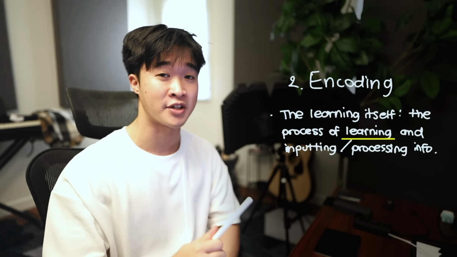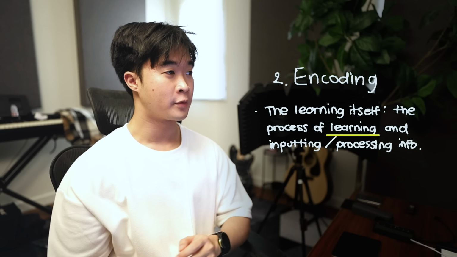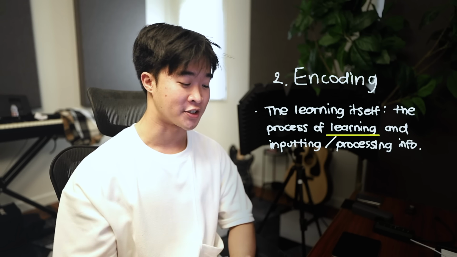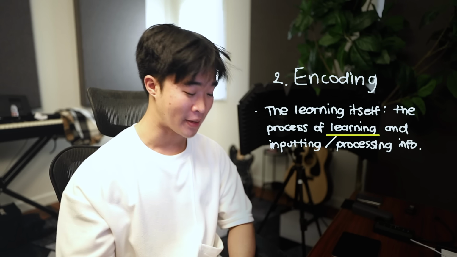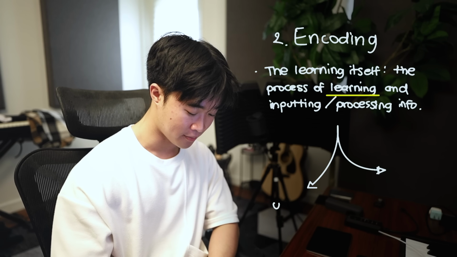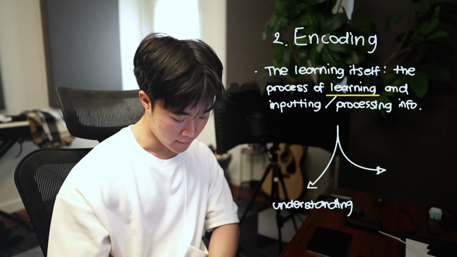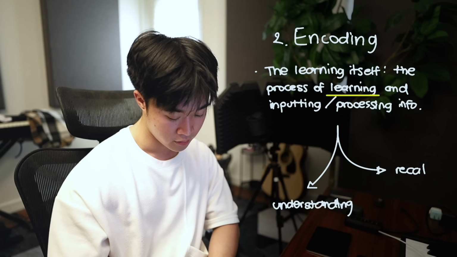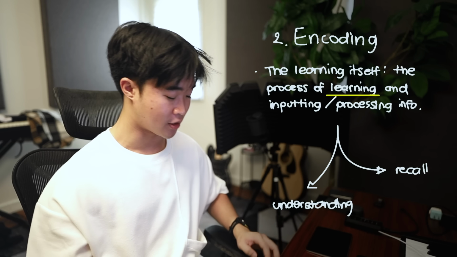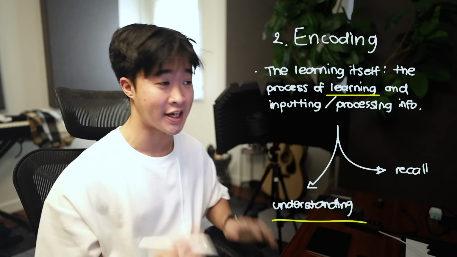All right, so the second component of this study system is the encoding part. So basically this process of learning itself. So obviously when you are learning, it's important to have a good learning process when you are learning information. And encoding can be broken down into two simple processes: understanding and recall. So obviously when you are learning something new, you need to understand what you're reading.